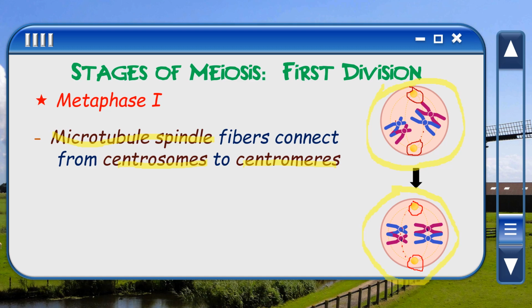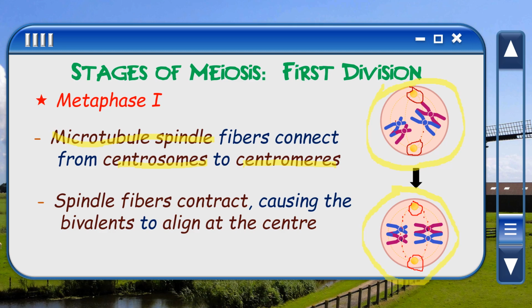Also from the other side, another microtubule spindle will come and connect to the centromere. The same applies to the other ones. The spindles will come and connect at the centromere of the chromosome. Spindles from the centrosome come and connect to the centromere of the chromosome.